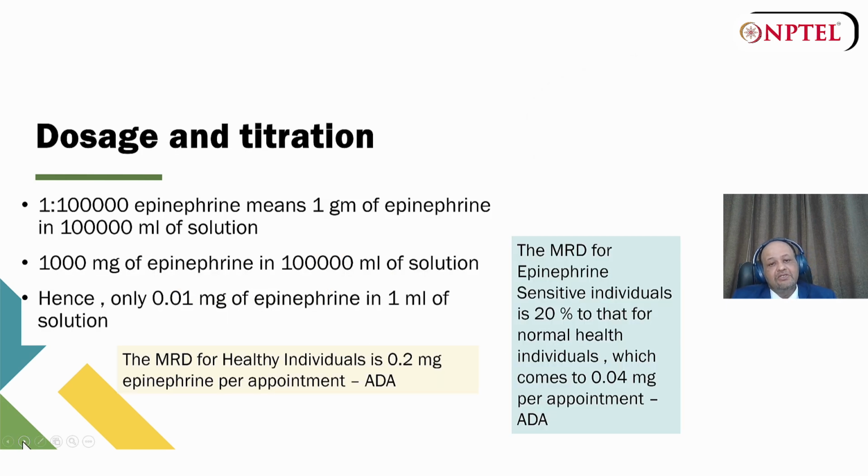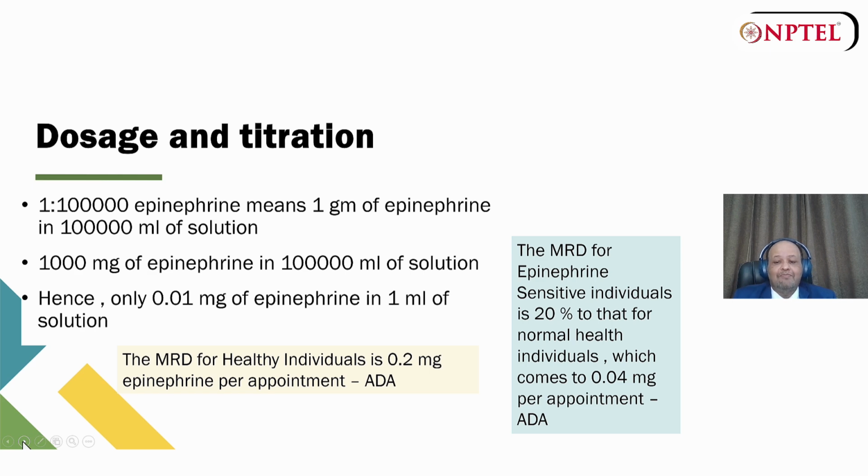How do you use the dosage and titration? 1:100,000 epinephrine means 1 gram of epinephrine in 100,000 ml of solution. 1000 milligrams of epinephrine in 100,000 ml of solution. Hence, only 0.01 milligram of epinephrine is available in 1 ml of solution. And the maximum recommended dose for individuals is 0.2 milligrams of epinephrine per appointment. So one needs to be very cautious about the local anesthetic which you're giving.